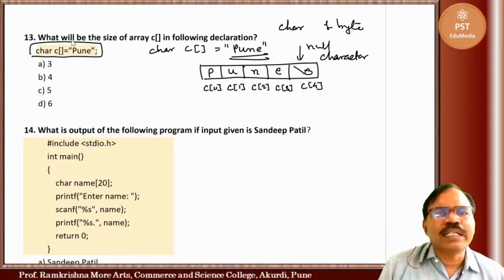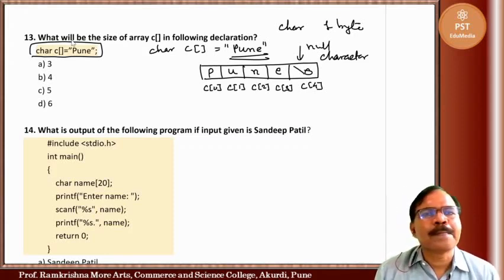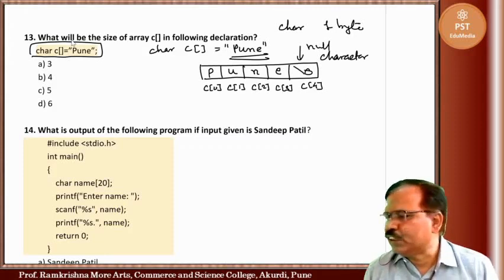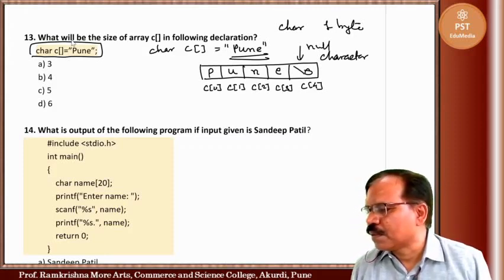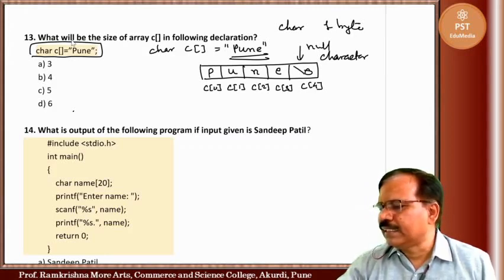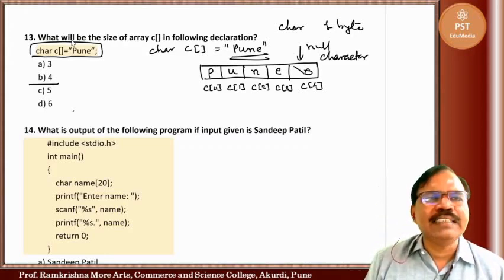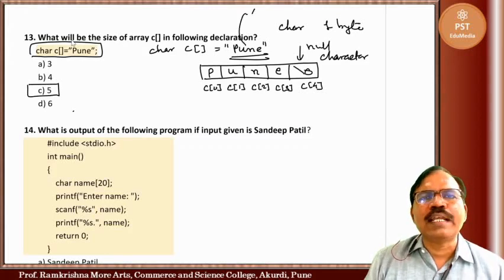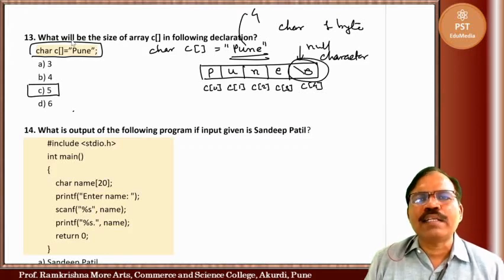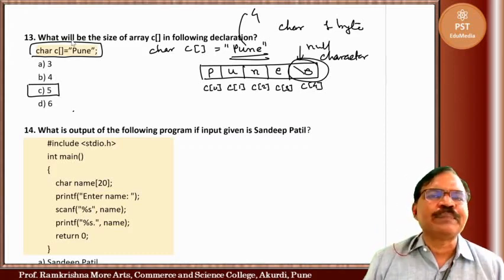So what is the size of this array? किती size येता? What is size? कोणाला सांगता येईल का साइज किती असेल याची? So see here, size is 5. Though there are 4 characters, by default it will take 1 additional character, that is the null character. This is for strings only.